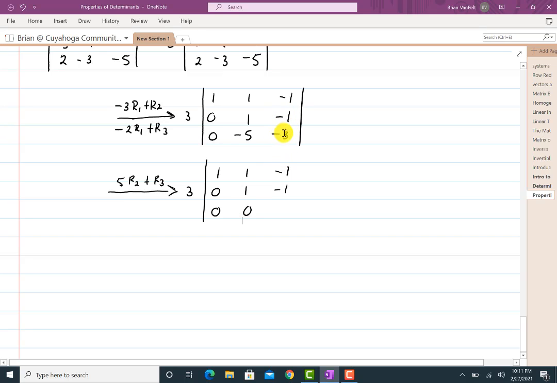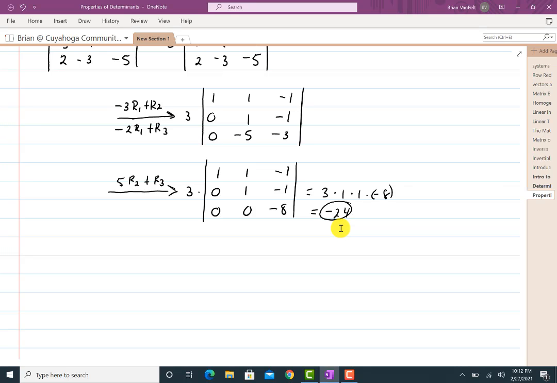Let's see here. -5 minus 3 is -8. And then to finish it off, all we have to do is we have the 3 here, and then we just multiply by the diagonal element. So I have times 1 times 1 times -8, which equals -24. I guess using the absolute value symbols, people are surprised when they get a negative answer. But just remember, in this class, the absolute value symbols actually mean the determinant. Let's do another one.